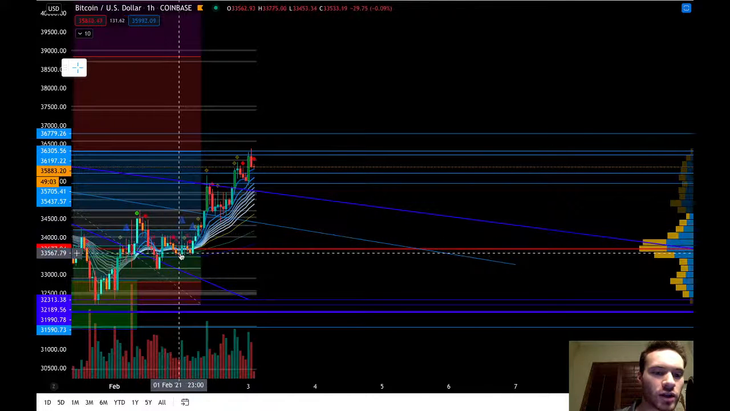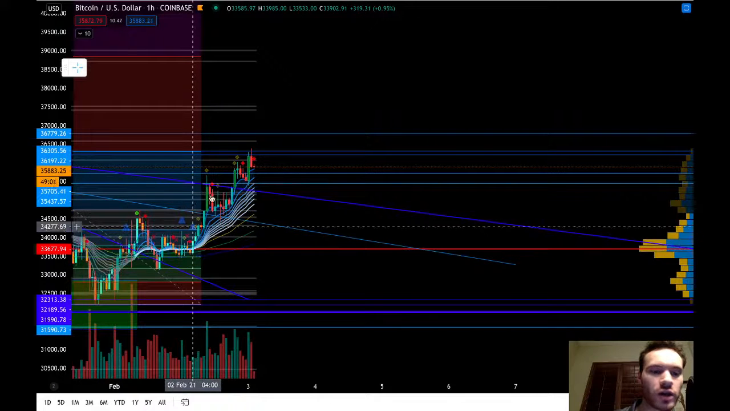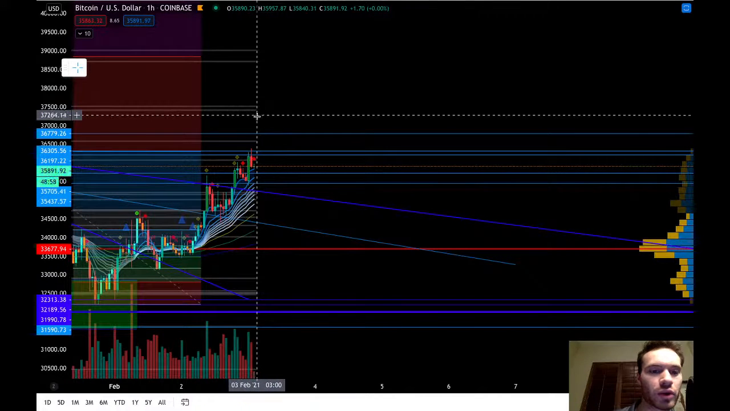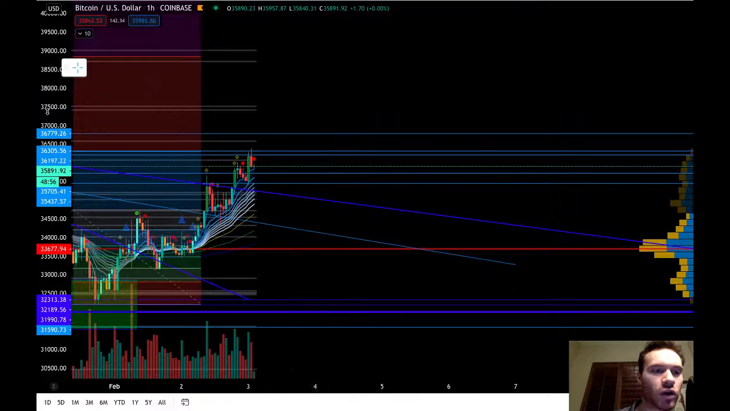You get this pump, you get this correction wave. It's always going to be like that. You're going to get this pump, you're most likely going to get a correction wave to follow it.